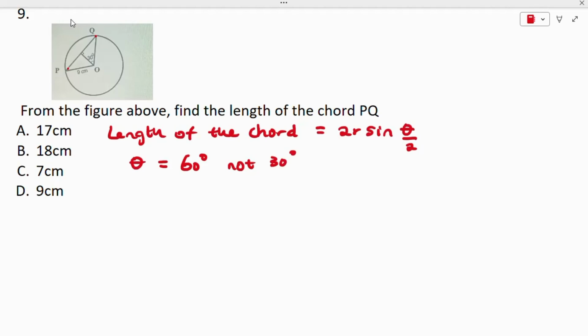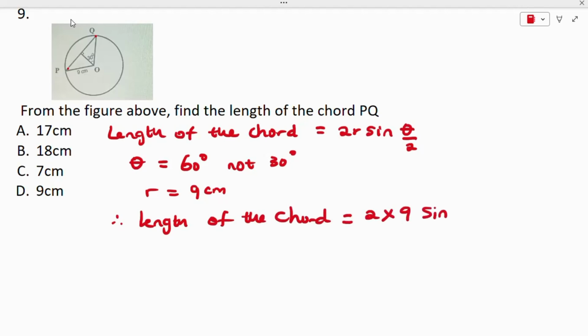Okay, just because 60 divided by 2 is the same thing as 30, so that implies that theta is 60 degrees. And the radius is given as what? From the figure we have that the radius is 9 centimeters. So therefore the length of the chord is equal to 2 times our r, which is the radius, given as 9, sine theta, which is 60, divided by 2. So this is equal to 2 times 9, which gives us 18, sine of 60 divided by 2, which is 30, which is equal to 18 times sine 30. Sine 30 is a special angle, so sine 30 is what?